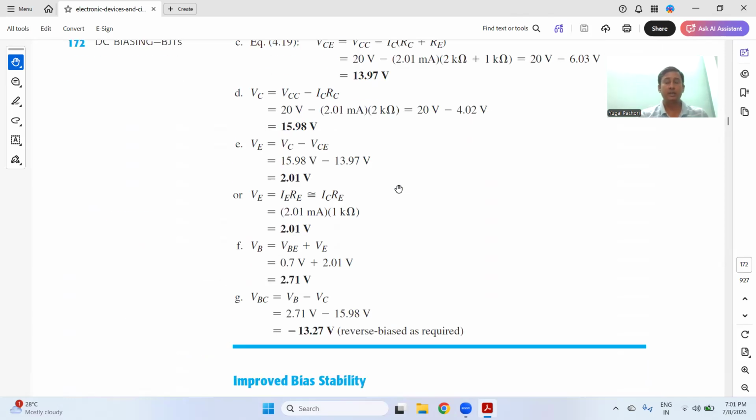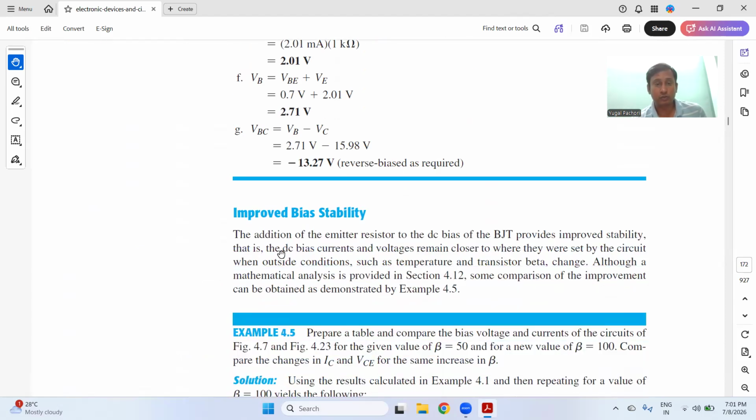So now we have studied two types of configuration. One is the emitter bias configuration, and the first one is the fixed bias configuration. In terms of stability, the emitter bias configuration is more stable, and it has a comment also. The comment is that the addition of the emitter resistor to the DC bias of the BJT provides improved stability. That is, the DC bias current and voltage remain closer to where they were set by the circuit when outside conditions change. So they are not affected by the temperature and the transistor beta.